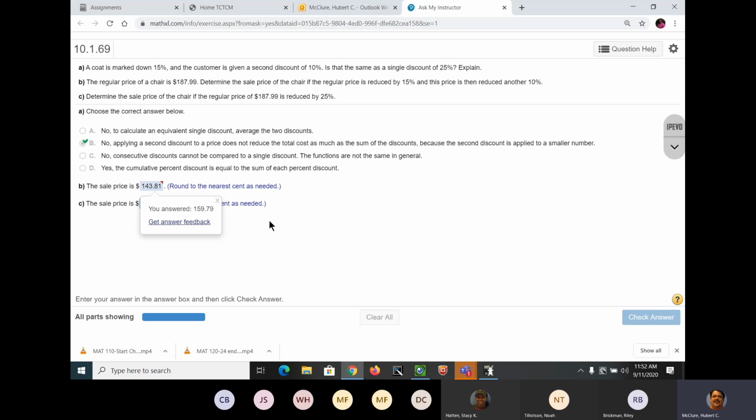143.81. That's the answer you get. Sorry, it kind of helps to read the directions. Determine the sale price of the chair if the regular price is 100... okay, I guess they're trying to get a point across here. 187 minus 99, we already did that. Oh, but I didn't write it down. Reduced by 25, yeah, we did. There we go. No, but that is a different price. Sorry.